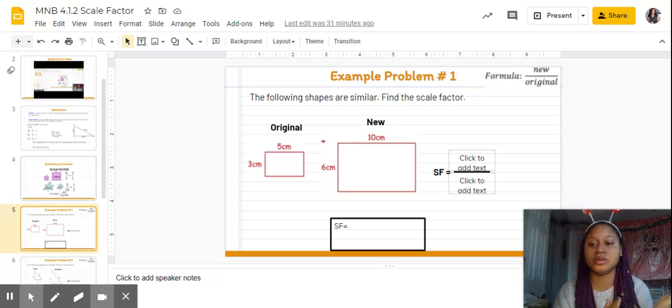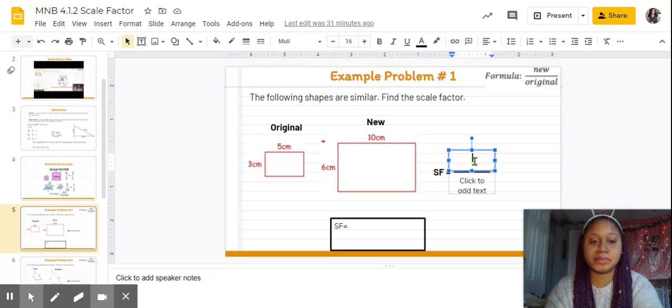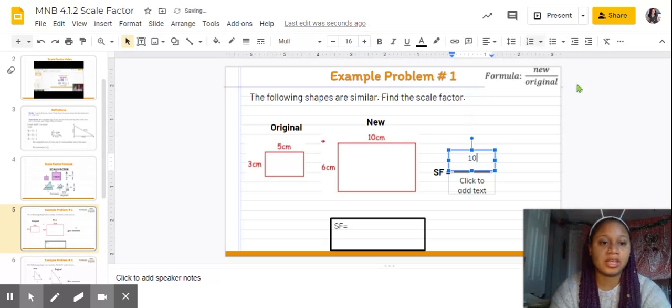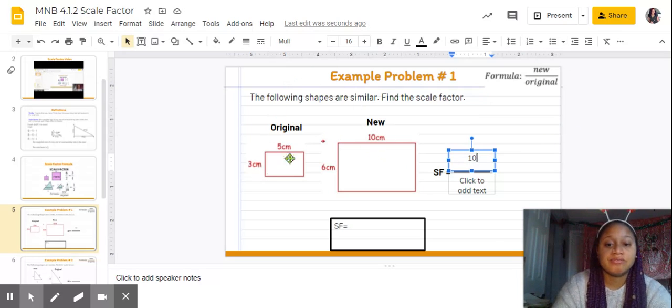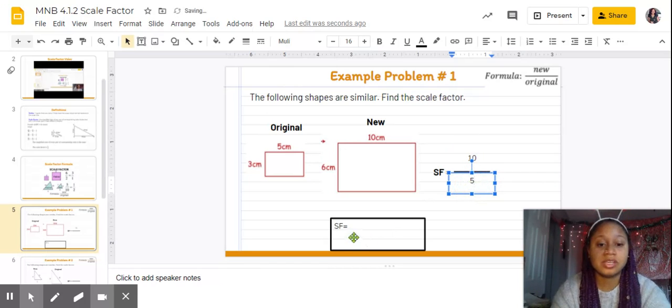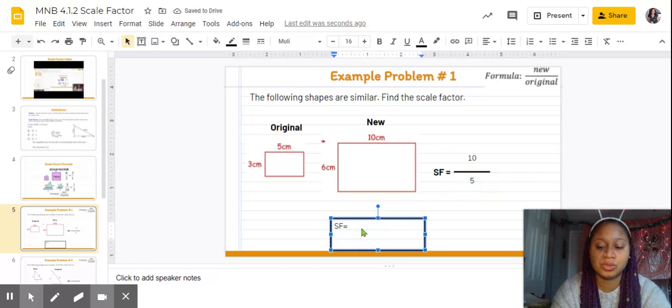So knowing that the new is divided by the original, let's see what this looks like in practice. So we are going to take a side on the new, and it doesn't matter, you can pick 10 or 6, as long as you pick the corresponding side on the original. So I'm going to pick 10. I'm going to say 10 is my new, so I'm putting that in my numerator, and then I'm dividing it by 5 because that is the corresponding side in the original. So 10 divided by 5 is equal to 2.